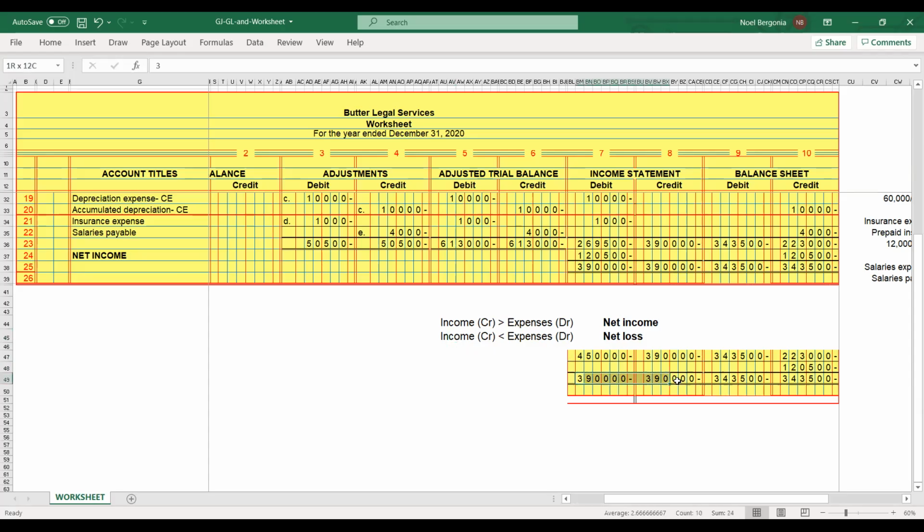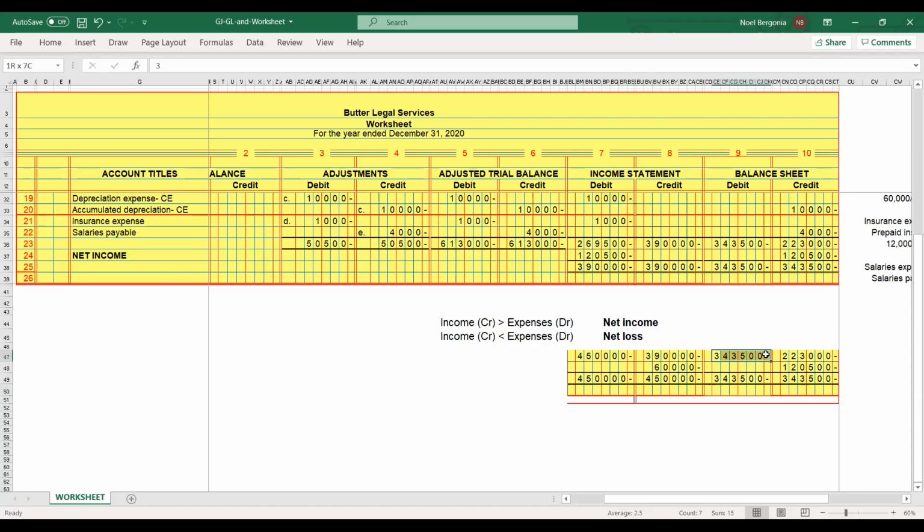Okay? So, pag pinag-minus natin sila, alin yung mas malaki? Si debit, di ba? Mas mababa si credit. So anong rule natin? I-add yung difference sa pinakamababa. So i-add natin sa credit side. 450 minus 390. Magkano yun? That is equal to 60,000. Okay, you're correct. 60,000. Okay, so i-bring down niyo ulit. That will now be equal to 450,000. Okay, 450,000. Ganun din yung gagawin natin sa balance sheet.